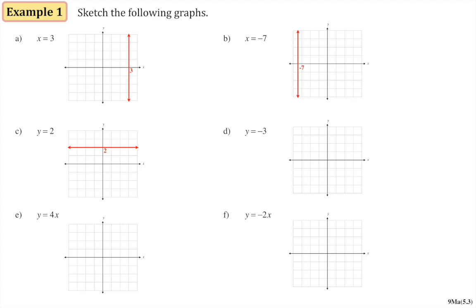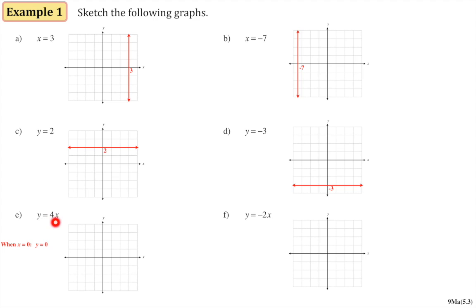Y equals minus 3 is a horizontal line that passes through the y-axis at minus 3. Now, y equals 4x. There's two ways we can set this out. We can say, what happens when x is 0? So let's look at the equation. If x was 0, what's 4 times 0? 4 times 0 is 0. So if x is 0, you get a y answer of 0.